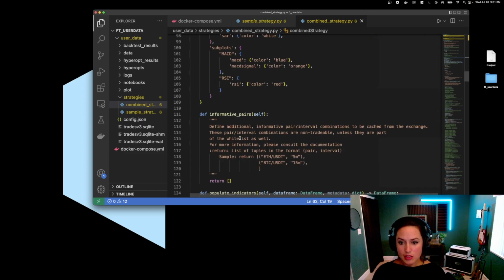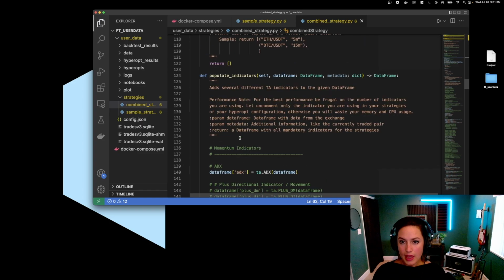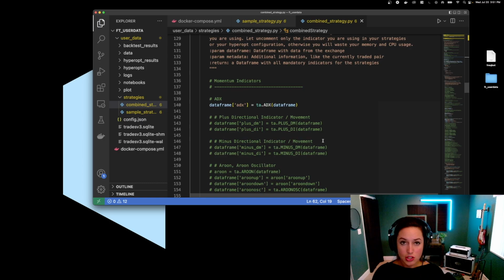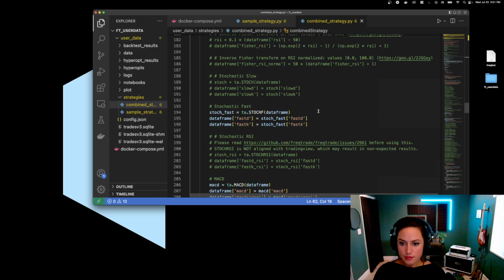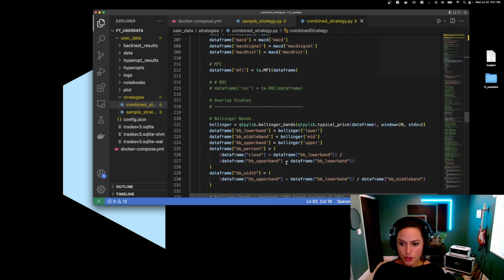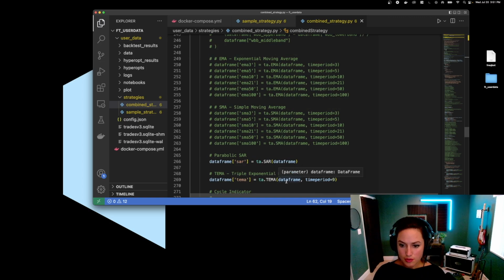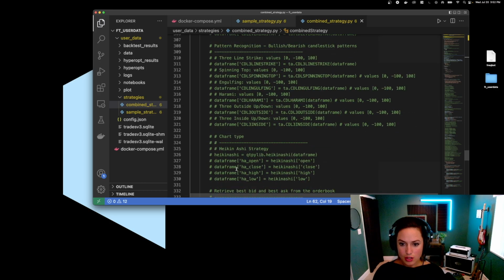And I'm scrolling past some of these plotting, subplots and main plots configurations, and we'll use those later in the next video. And I'm in the function populate_indicators, where we have a lot of exotic and popular indicators available to us to use in our strategy. So I'm going to scroll past a lot of these and point out the ones that we're going to use today. So we're going to use Bollinger Bands. We're going to use triple exponential moving average. And we're going to use Heikin Ashi candles under chart type.